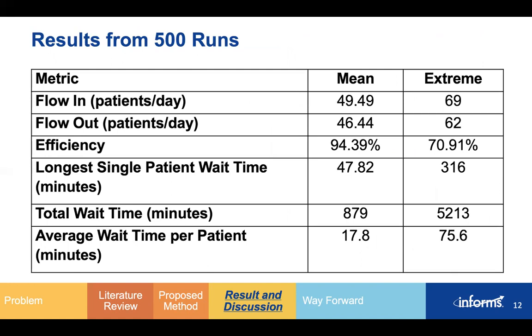The efficiency here is the average of all nodes in the network. That is the average value of each node's flow out divided by its flow in, not the whole network's flow out over flow in. The unit of wait time is minute, and the time period is 8 hours. The time interval is minute.